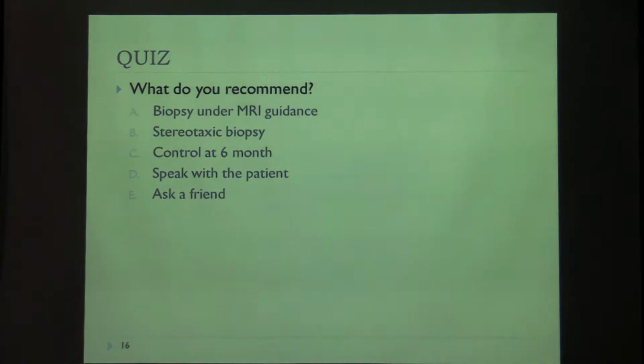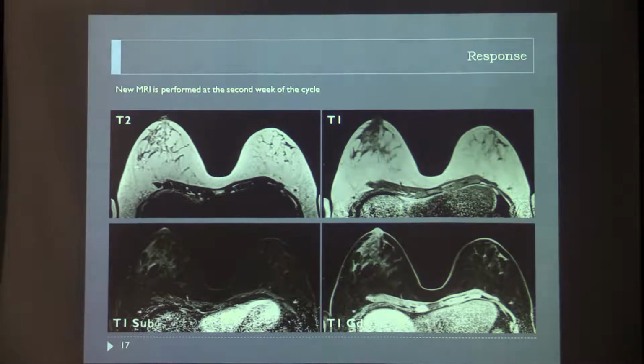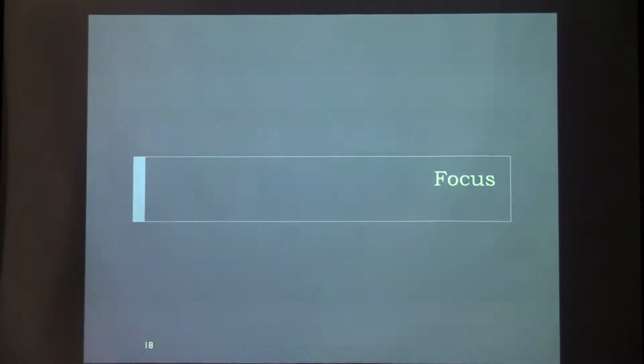Not sure. It's always good to speak with the patient. So I asked her when she performed her exam, and we have already spoken about that. It's very important to perform MRI during the second week of the cycle. And she said, no, I did that at the end of my cycle. So we did this MRI again, as you can see, the same example that you showed previously. There is nothing anymore. So ask the patient, speak with the patient.